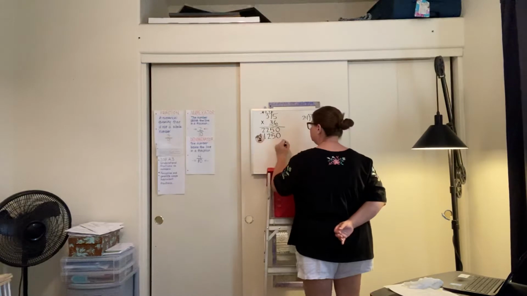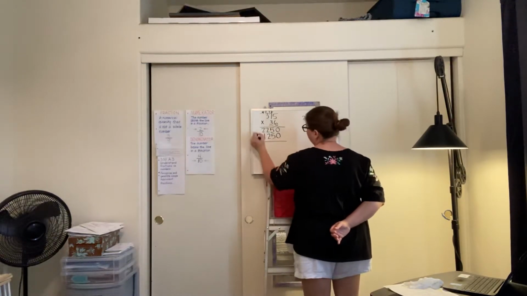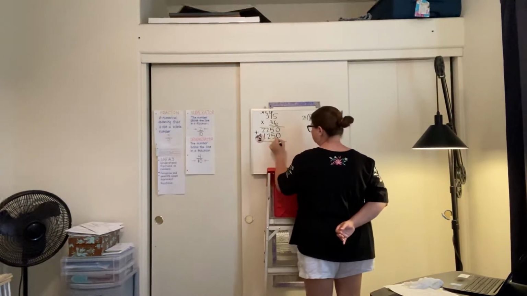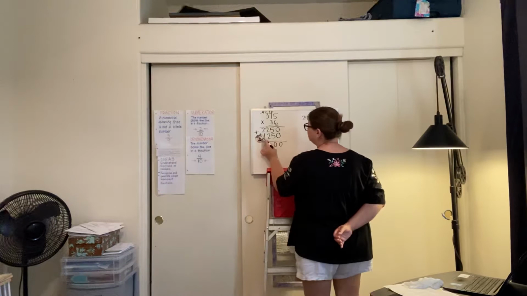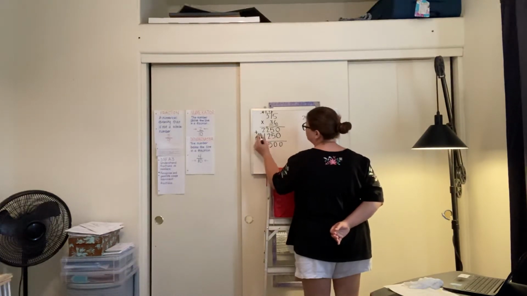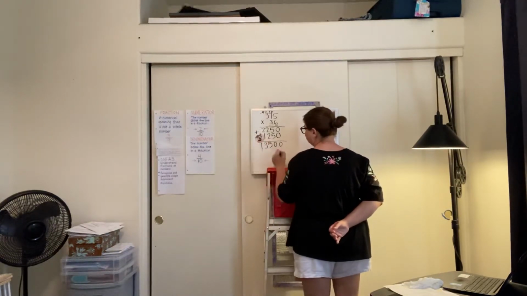Okay, so I'm going to go ahead and add this together now. Okay, so 0 plus 0 is 0. 5 plus 5 is 10. So I'm going to put the 0, carry the 1. 2 plus 2 is 4. Plus 1 is 5. 2 plus 1 is 3. And then 1 plus 0 is 1.